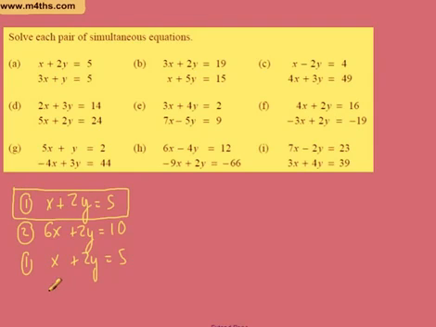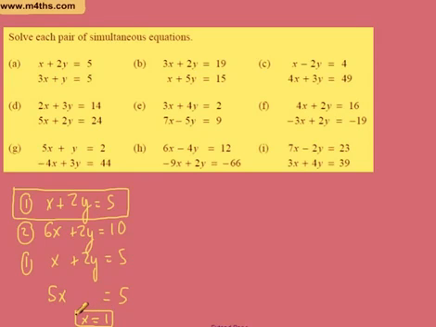6x minus x is going to give me 5x. 2y minus 2y is 0, and now we've eliminated the y's. 10 minus 5 is 5. And of course, dividing both sides by 5, x is equal to 1.